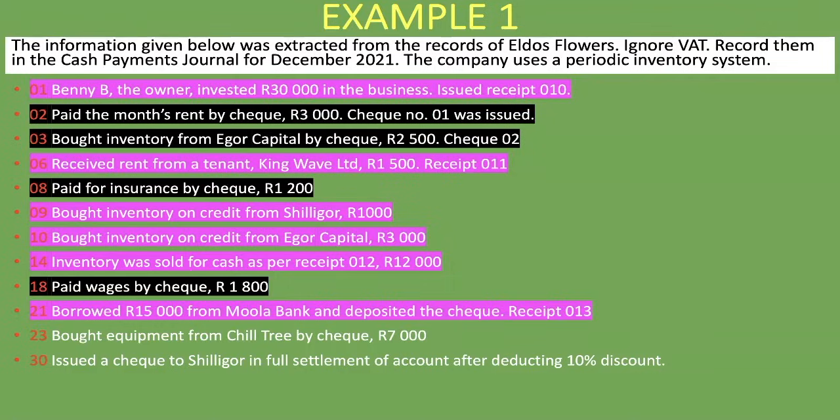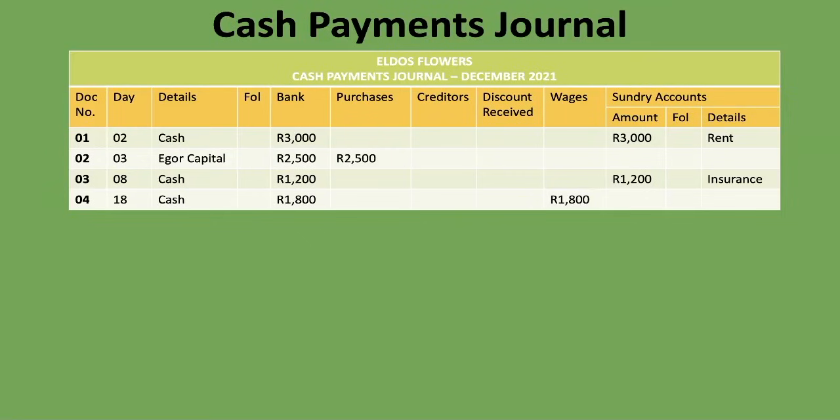And then on the 23rd, we bought equipment from Chill Tree by check, 7,000 rand. So this one goes into the cash payments journal because we bought equipment by check. So our document number will continue with the sequence, and our date is the 23rd, and then we'll have to put the name of the person from whom we bought this equipment, and the name is Chill Tree. So here we are given the name. So let's go ahead and do that.